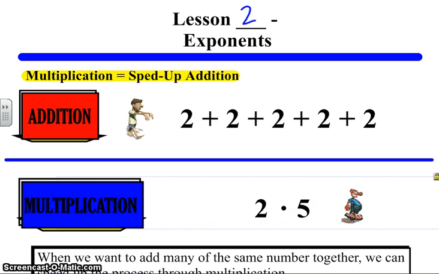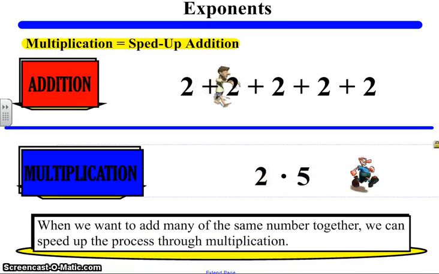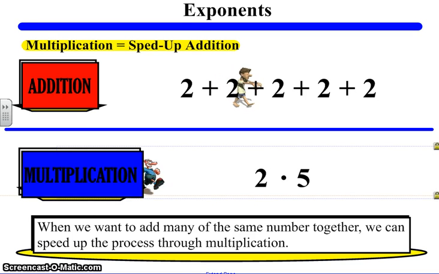So if we were looking at adding 2 plus 2 plus 2 plus 2 plus 2, an easier way to do that is to simply use multiplication and to do 2 times 5 because we're adding 2 5 times. So when we want to add many of the same number together, we can speed up the process through multiplication. So you want to make sure you understand that concept. If you need to pause it and take down some notes, please do so.